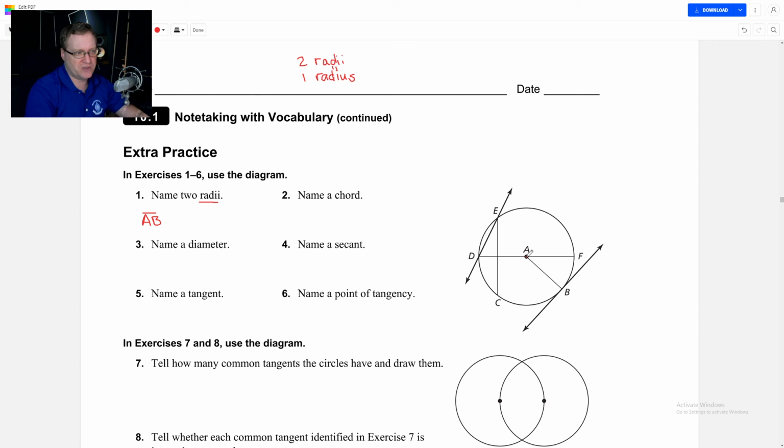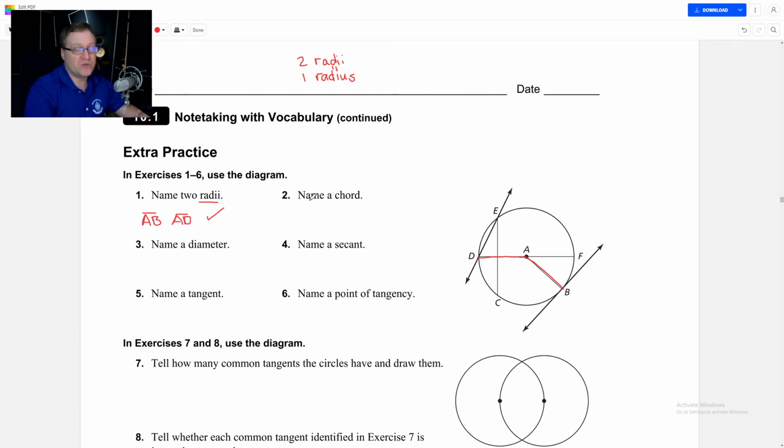Well, we start at A, and we can also go to D, right? AD is a radii. All right, so there, we did it. We named 2. We could also name a 3. There's AF is also one, but we only need to do 2, so we're done. All right, AB and AD. Let me mark that down. AB and AD are 2 radii.